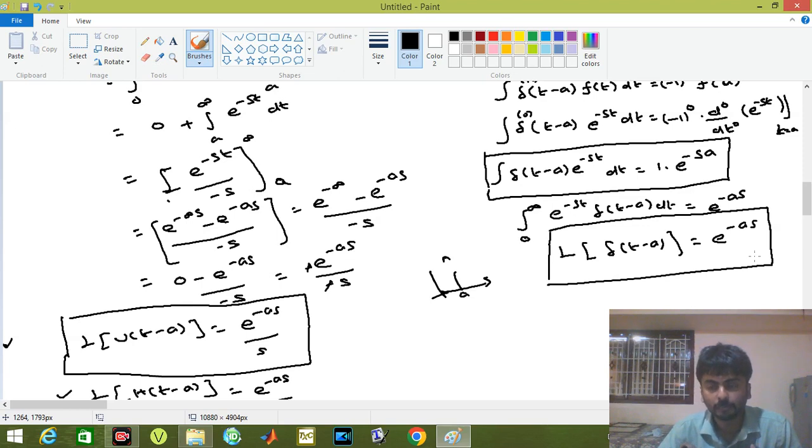If you are loading a beam, it is an application. If you are using your force to break anything or to smash anything, that is also an application of the Dirac delta function. On the wall, we can use the nail and the hammer to fix the nail on the wall.